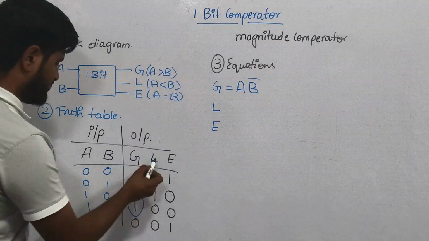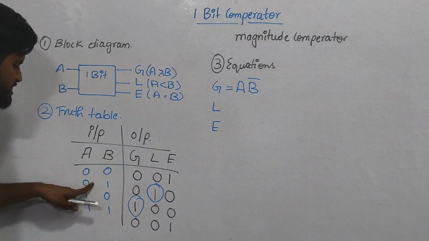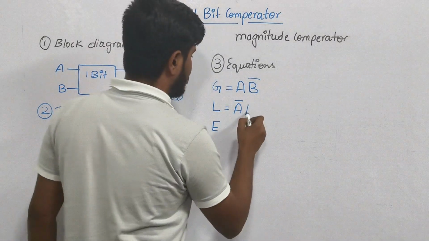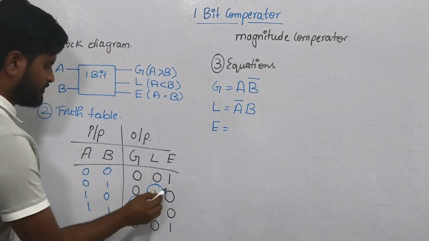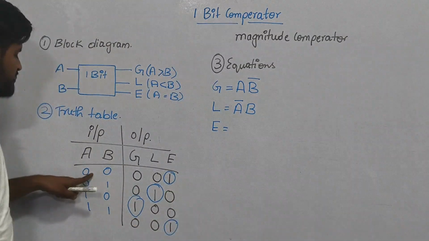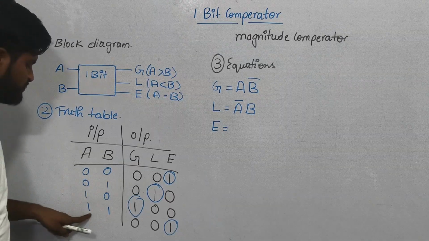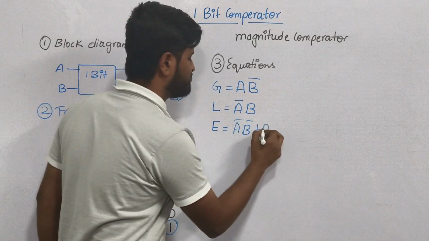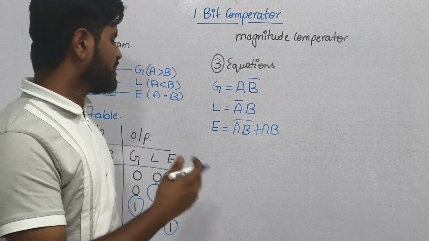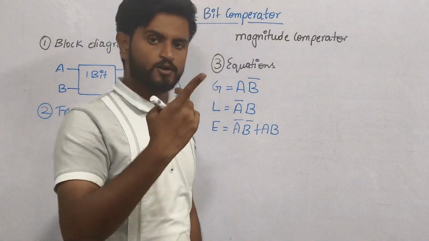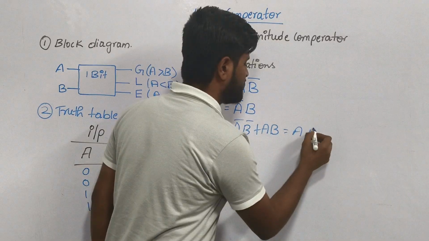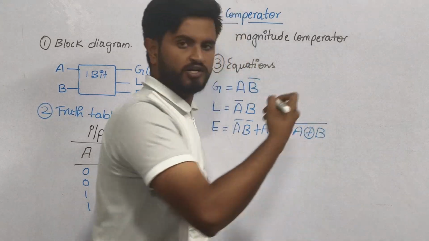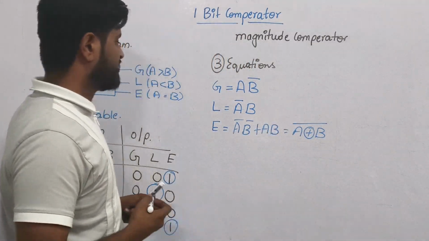Now let's write for lesser. There is only one condition, where A value is 0 and B value is 1. A value is 0, so I use the bar, and B value is 1. Now let's write for equal. Equal has two conditions: A value is 0 and B value is 0, or A value is 1 and B value is 1. So you can write A bar B bar plus AB. You can also represent this using A XNOR B. Not XOR, you must use XNOR, which is the bar of XOR. Like this you can also represent it.